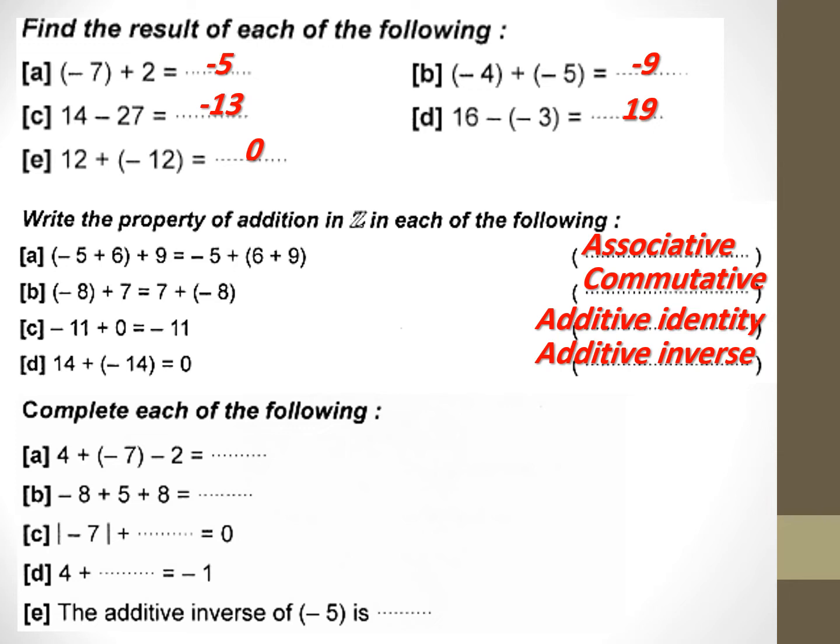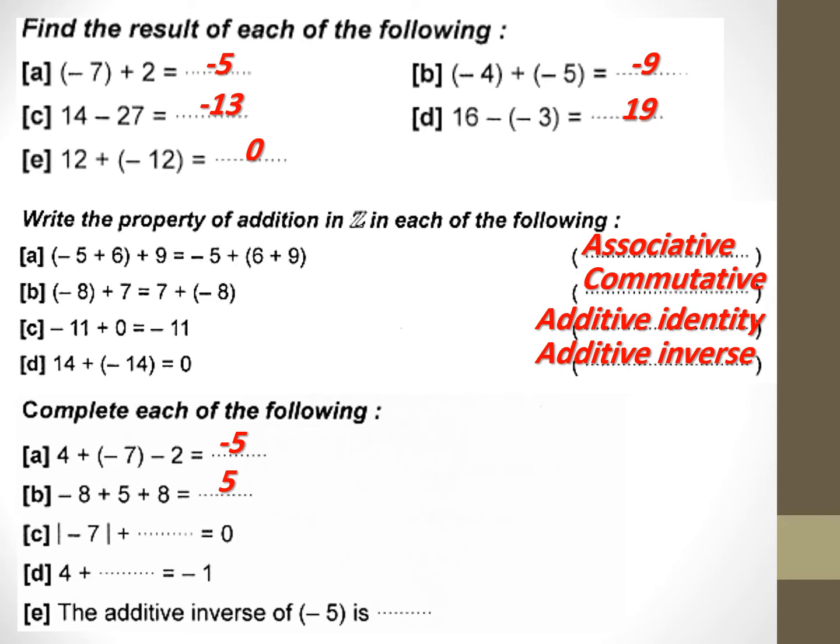Next, complete each of the following. 4 plus negative 7 minus 2. We will take negative 7 minus 2. Similar signs will be negative 9. 4 plus negative 9 will be negative 5. B, negative 8 plus 5 plus 8. Negative 8 with 8, the integer and its inverse, equals 0. The remaining will be 5.